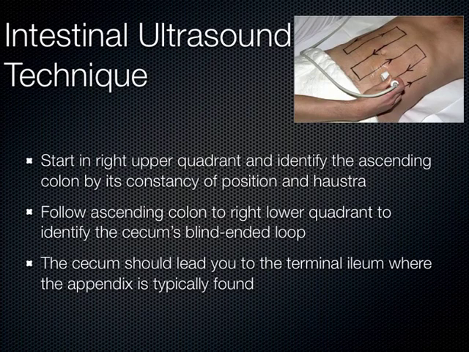You're going to follow that ascending colon. First I go down to the right lower quadrant, looking around where the appendix would be, okay? And the cecum's got a blind-ended loop down there, and that's the location where you'll find the terminal ileum, and the appendix will pop right off the terminal ileum. And do I always see those structures? No, but I know that that's where they're supposed to be, and really what I'm doing, especially when it comes to appendicitis, is I'm looking for a non-compressible tubular structure down there. I'll get into that in a minute.